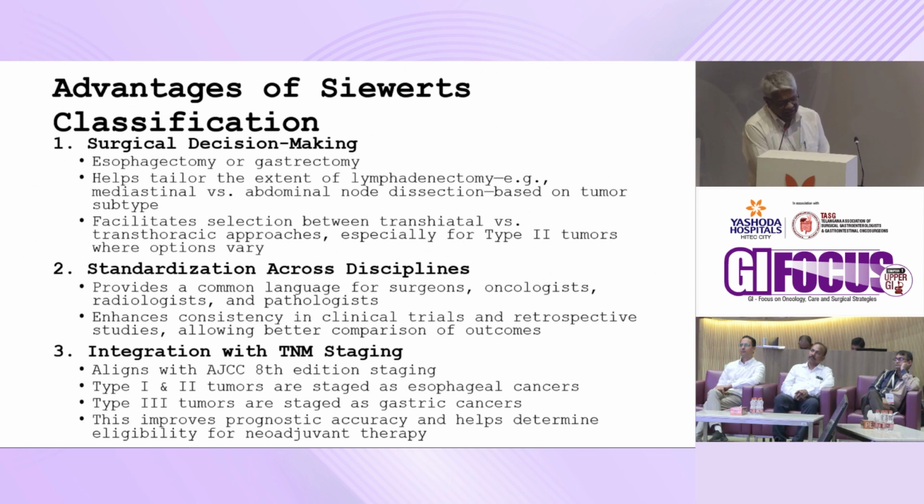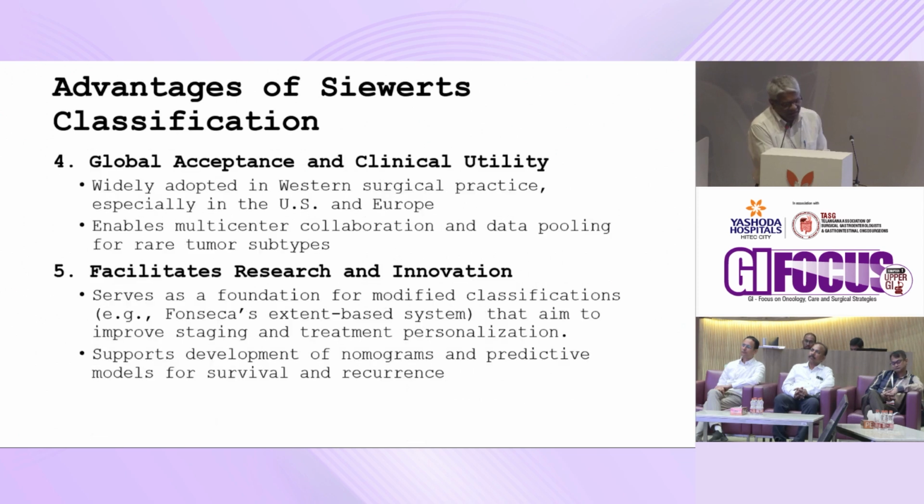Another thing was it helps standardize nomenclature across disciplines. And it can also be integrated very well with the TNM staging, wherein type 1 and type 2 tumors are staged as esophageal cancers, and type 3 tumors are staged as gastric cancers. It is a widely accepted clinical classification, globally accepted, and used routinely. The last advantage is that it facilitates research and innovation.